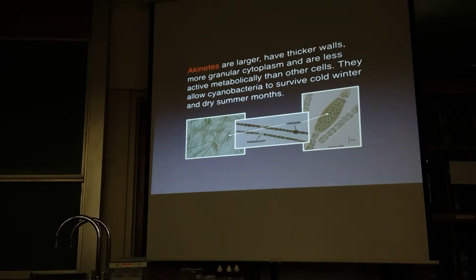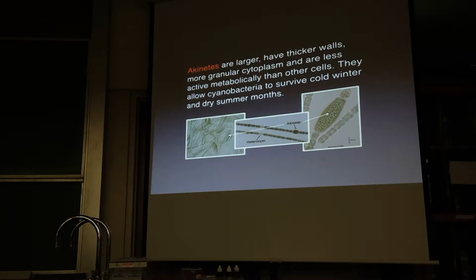Now, akinete, remember I said A or N in front of a word means without? And what's kinesis? Movement. So akinete refers to something that is not moving, but it applies more to not the cell moving through the environment, but things not moving within the cell, because an akinete is a dormant structure. They're not as resistant to environmental factors as endospores are, or exospores, but they are nevertheless resistant. So they can resist extreme low temperatures of winter or the hot, dry temperatures associated with summer. So these are resistant cells, again produced by cyanobacteria.